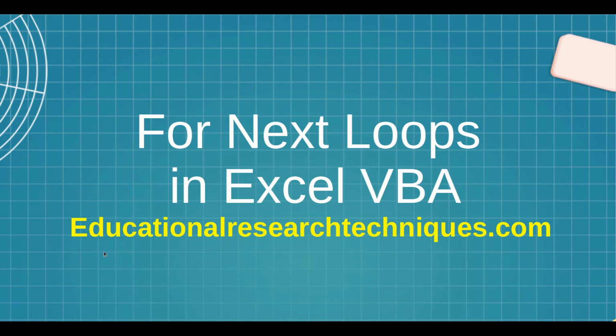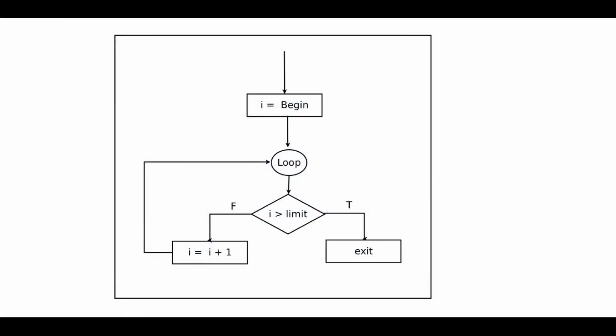In this video, we're going to learn a little bit about for next loops in Excel VBA. So let's see what we can learn. Now, here on your screen is a visual of what a for next loop does. These are also sometimes called count control loops in that they loop a certain number of times.